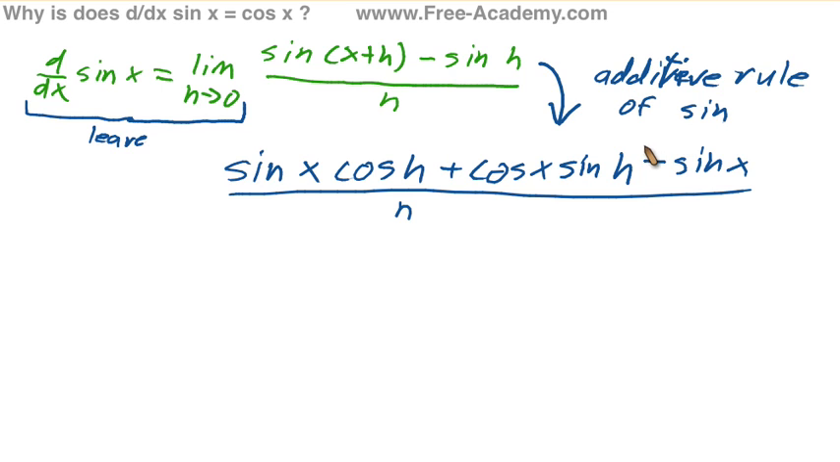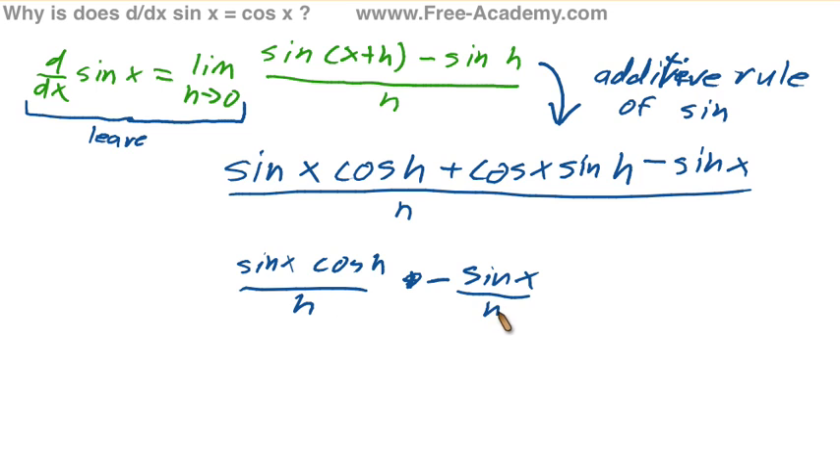Alright, so once we get from there, now we're going to factor stuff out. Before I do this, I'm going to rewrite this by dividing h into every term. So we'll have sine of x cosine of h over h plus, actually, minus sine of x, you'll see why I do that, over h plus cosine of x sine of h over h.